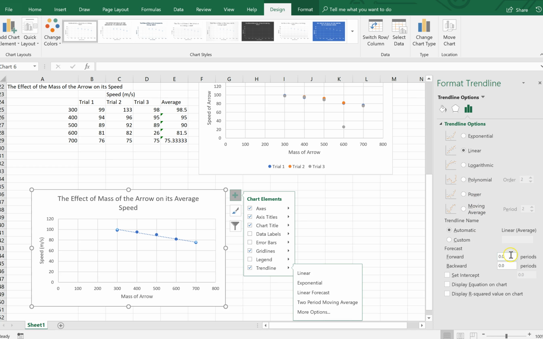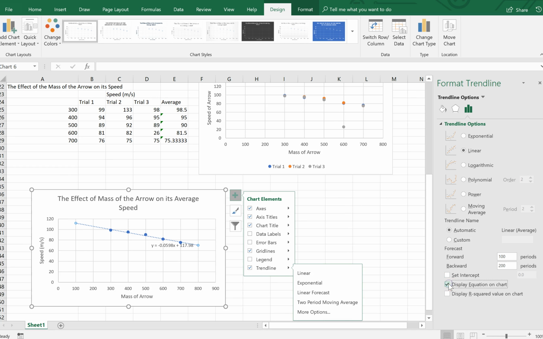One of the things that's really neat that allows us to extrapolate is to increase the length of the line. So I'm going to forecast into the future, and I'm going to go 100 periods beyond, and I'm going to go 200 periods before. And so now my line got extended beyond just my points. So this allows me to predict using the graph, what if it was 200? What would be the speed of the arrow? What if it was 800? What would be the speed? But I want to go further than that.